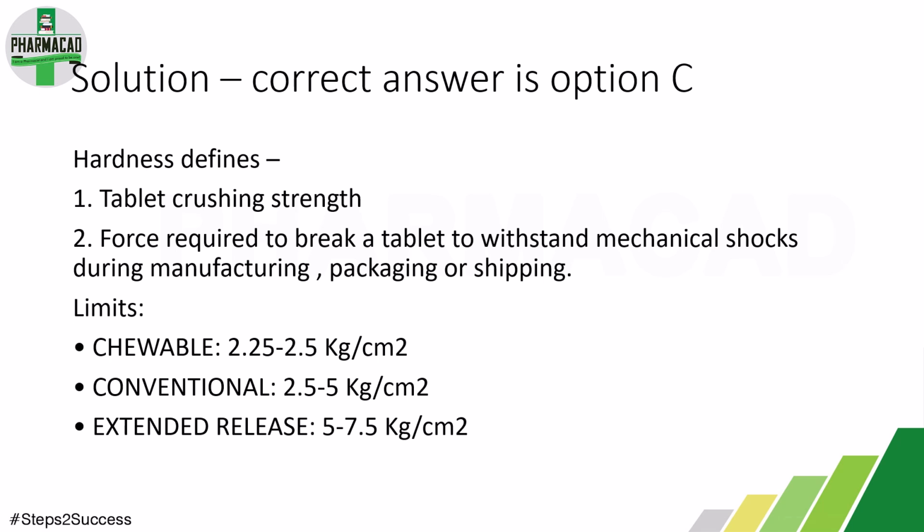Because अगर एक क्रश टैबलेट है तो ऐसे टैबलेट डिस्कार्ड किए जाते हैं and it will not be accepted by the customers. Chewable tablet की limit होती है हार्डनेस की 2.25 to 2.5 kilogram per centimeter square. As we can understand कि इसकी हार्डनेस लिमिट हमेशा कम होगी because ये chewable tablets हैं. अगर इसकी हार्डनेस एकदम ज्यादा होती तो it will be impossible for us to chew and swallow. So for conventional, it is 2.5 to 5 kilogram per centimeter square. For extended release, the hardness strength is 5 to 7.5 kilogram per centimeter square. And this is the answer of our question.